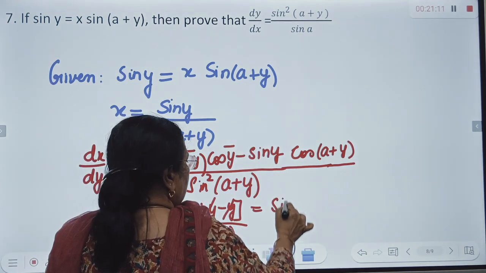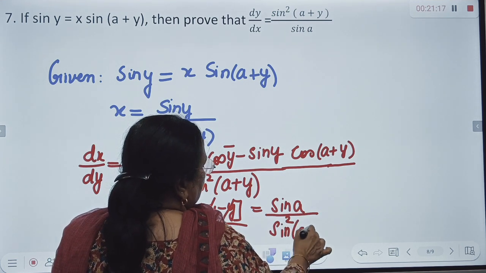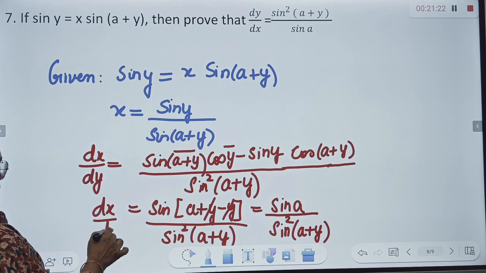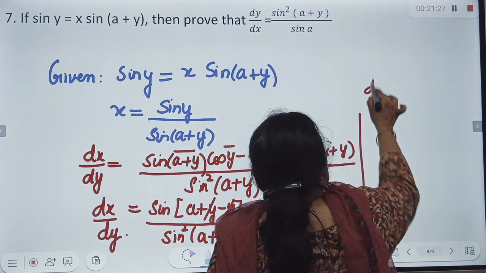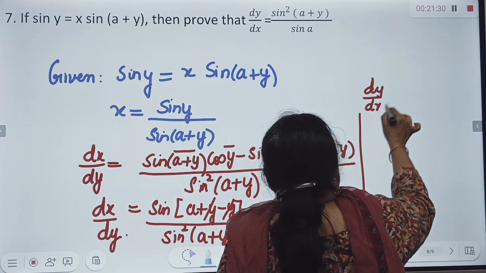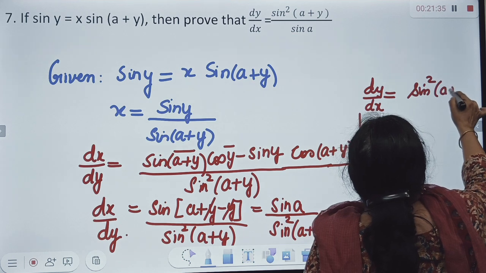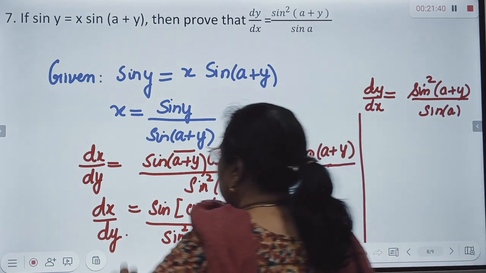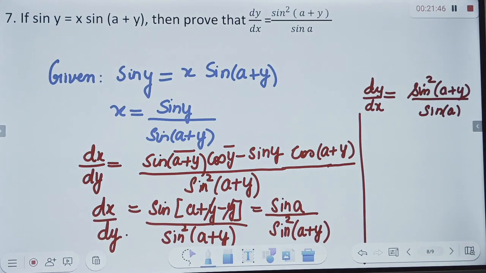This is sin a by sin square a plus y. Which means dy by dx is equal to sin square a plus y by sin a. This is dx by dy. So dy by dx will be sin square a plus y by sin a, which is what we wanted to prove.